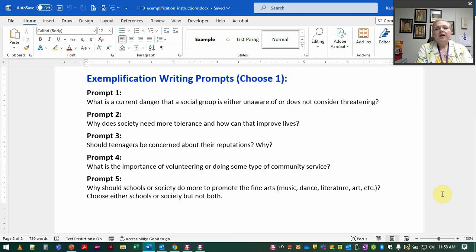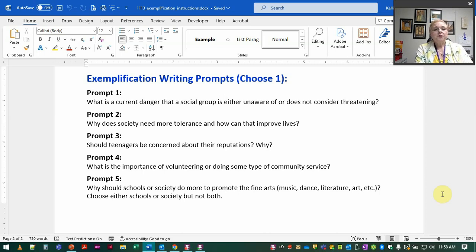So again, society could cover a whole lot of different areas where we're showing a lack of tolerance. And so think about a particular issue. Don't just say tolerance in general. It needs to be attached to a particular issue. And then why, by being tolerant, can that actually benefit everyone, right?